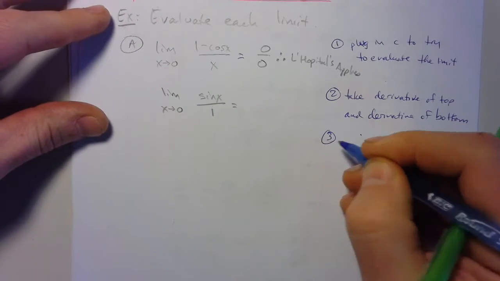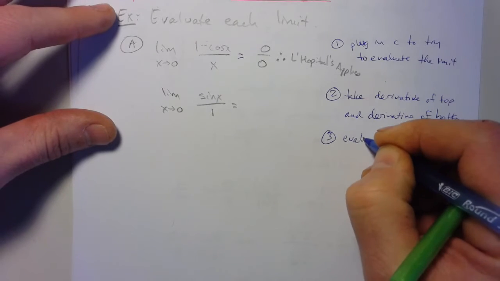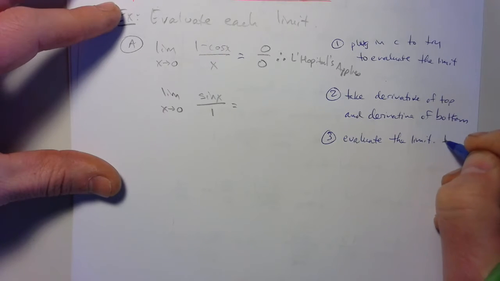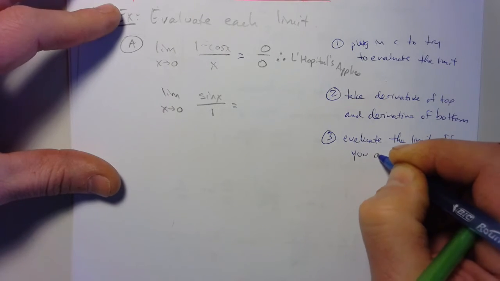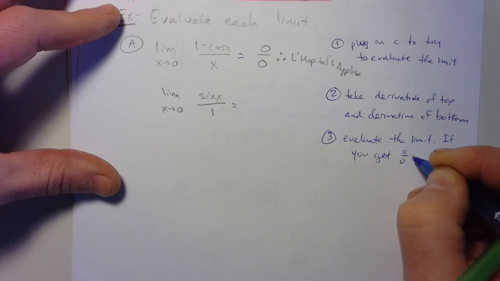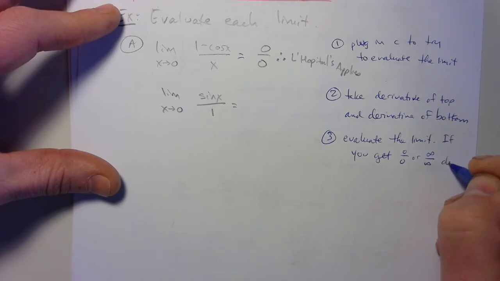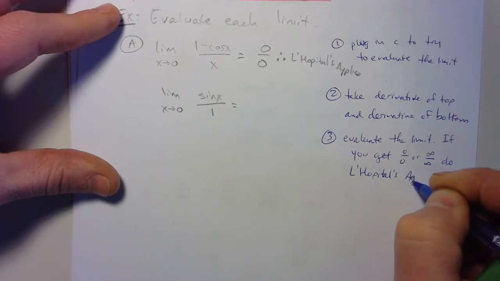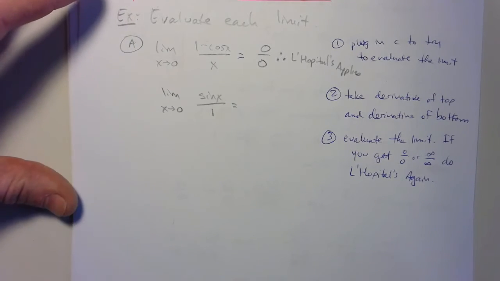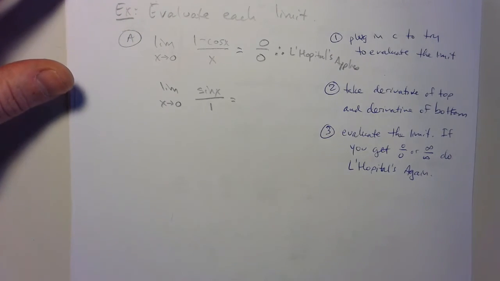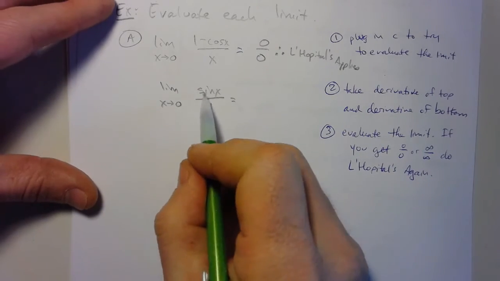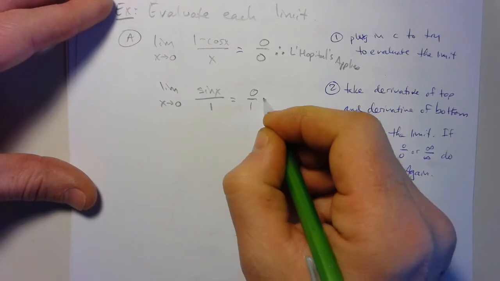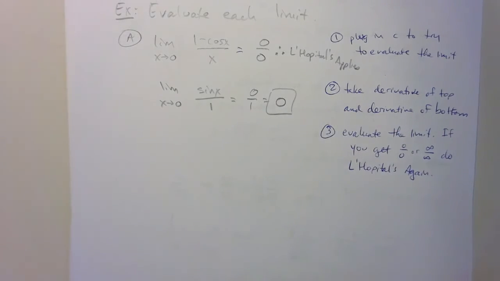Step 3, right? Evaluate the limit. Okay. If you get 0 over 0 or infinity over infinity, do L'Hopital's again. So you can do it over and over again for yourself if you need to. Okay. You may not need to. In this one, we plug it in. Sine of 0 is 0. The denominator is always 1 because it's just that number. So there's our answer. Our limit there was 0. Okay.